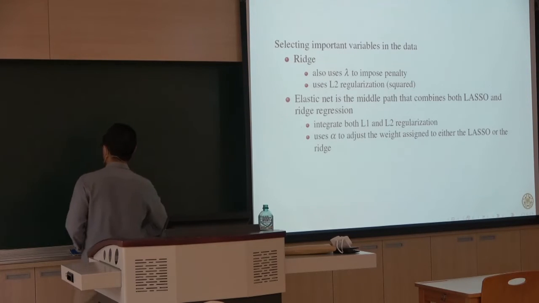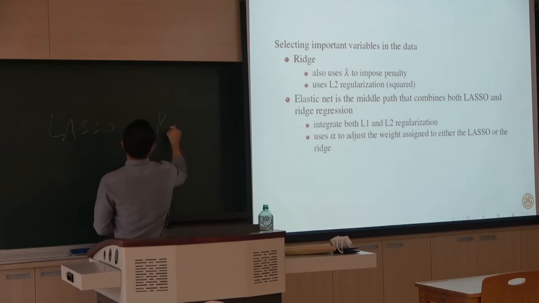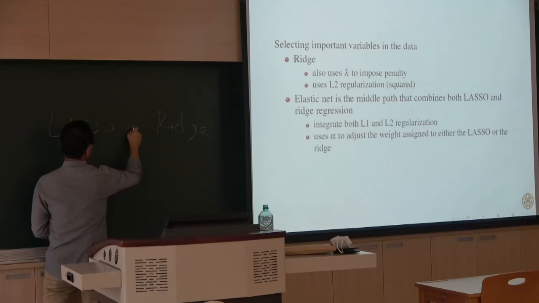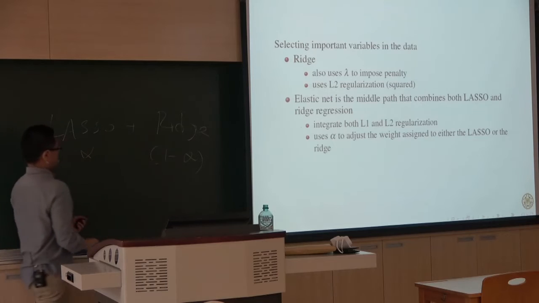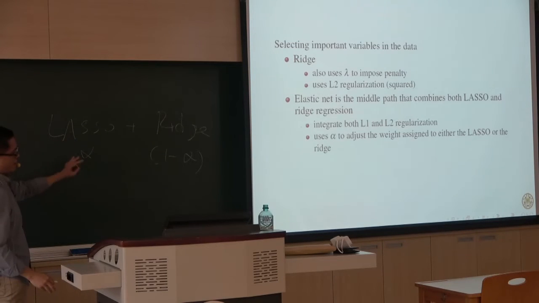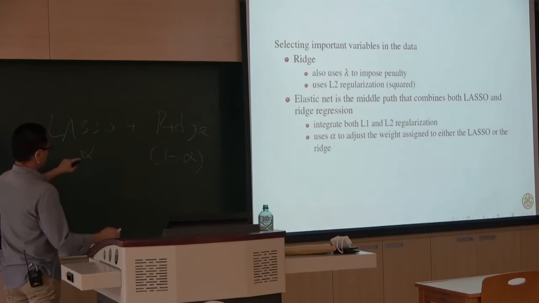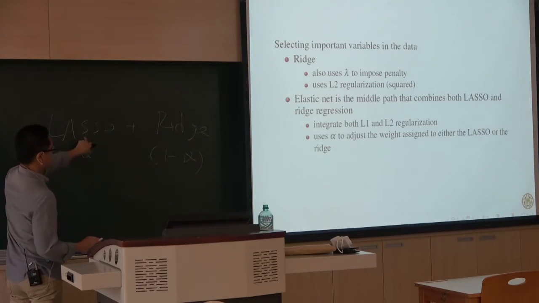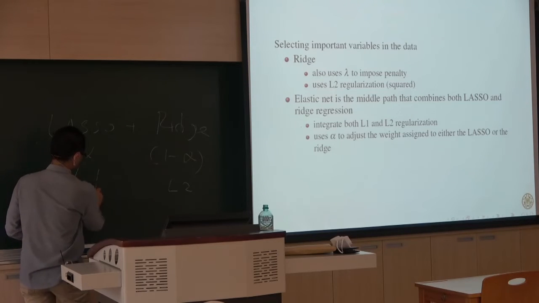So in the elastic net, the weight is determined by alpha, right? Alpha is bounded between 0 and 1. Higher alpha means more weight is allocated to the lasso, which uses L1 regularization. Lower alpha means the weight tilts toward ridge regression, which uses L2 regularization.